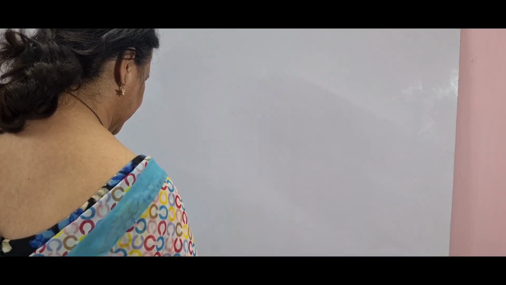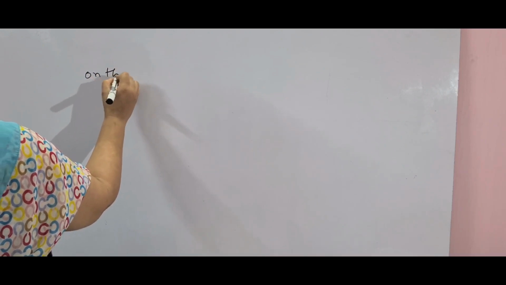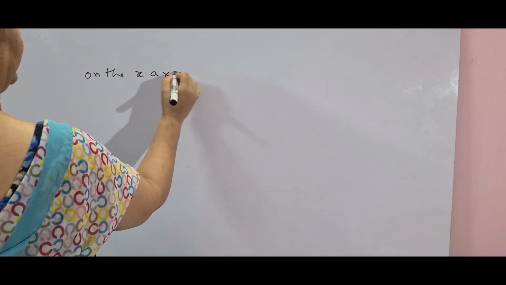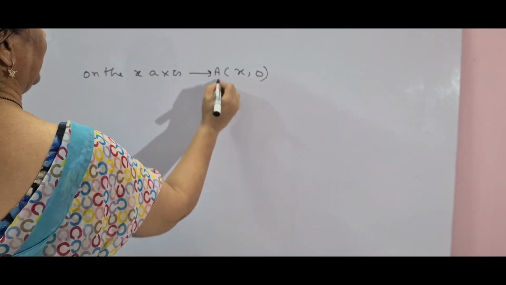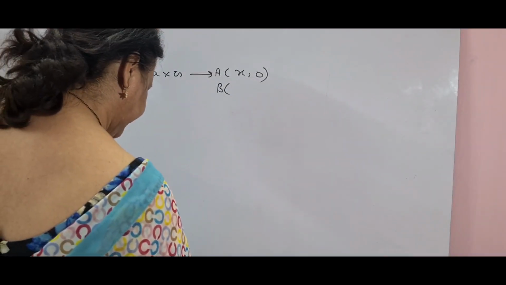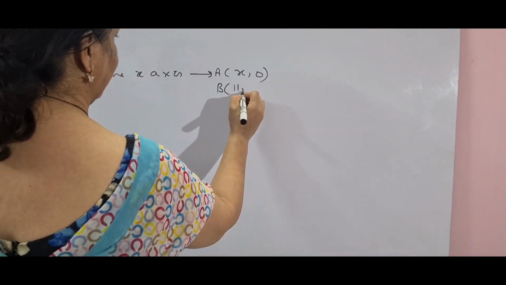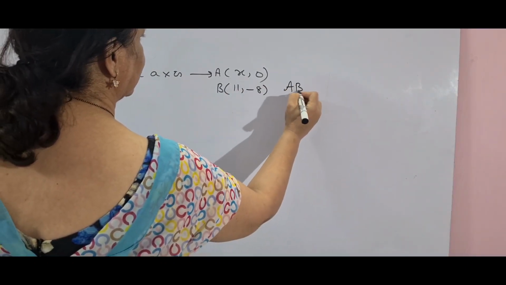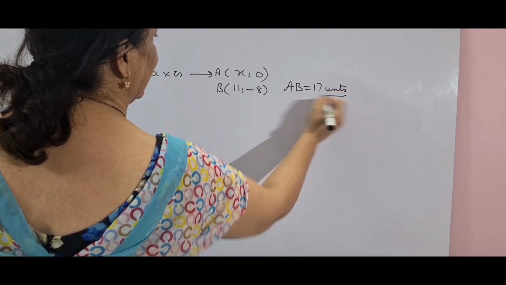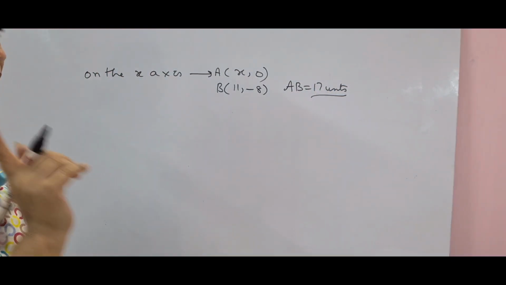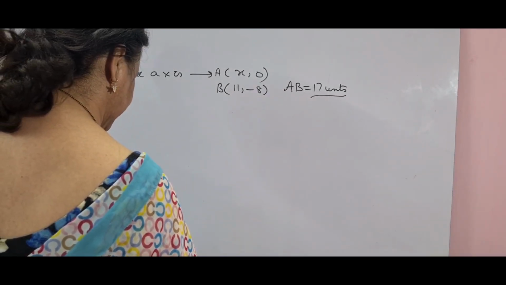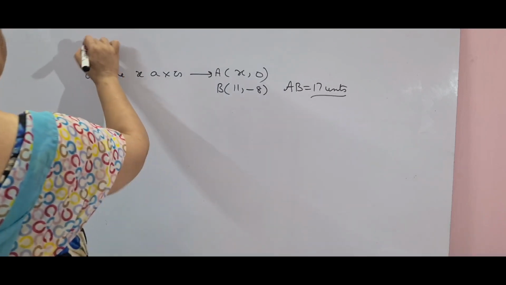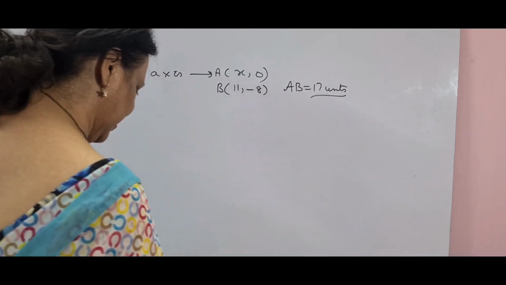Coming to question number 4, find the coordinates of the point on the x-axis. Just remember, on the x-axis the point is always (x, 0), and let this point be A, and the second point as given is (11, minus 8). They have also given you the distance between A and B, 17 units. You see, they have also used the word units, so that is for you to notice that whenever you give the answer, it is always in units. This is question number 4 of exercise 28, page number 335.